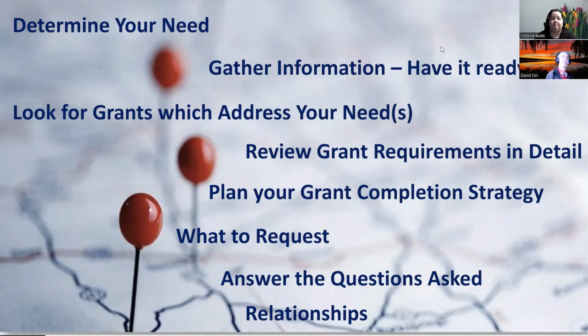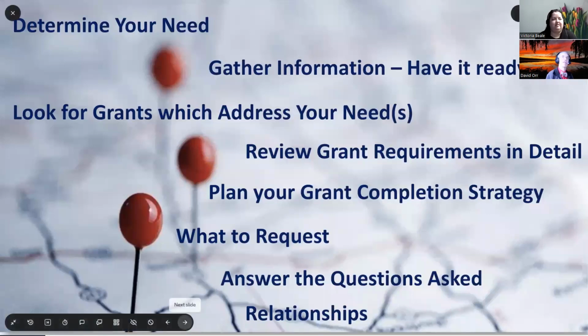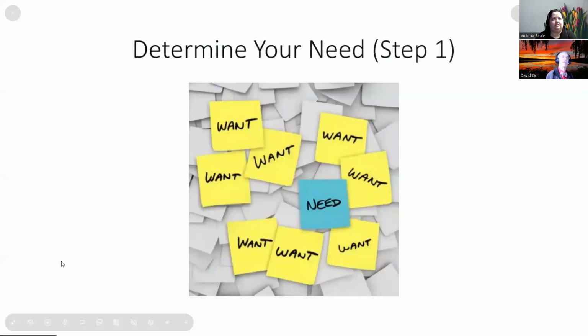and then how to set up a strategy to get your grant application written, what you want to request, and then a big part of the application process is answering the questions that are asked. That's so very, very critical, and we'll cover that. And then relationship building, which I feel is also a critical component of the grant writing process. So there's our roadmap for this morning. And we're going to go ahead and launch right into step one of determining your need.